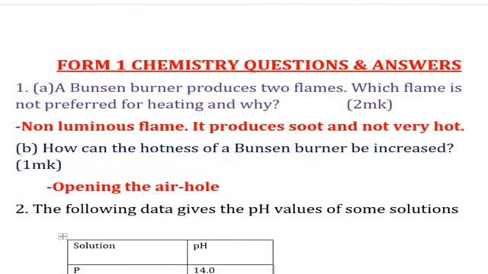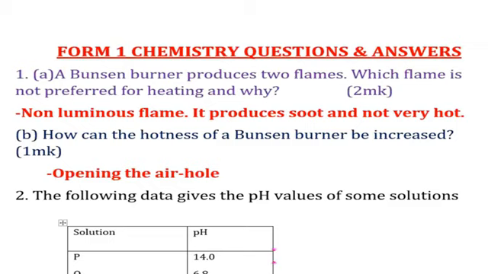Let's go straight away to question number 1. You are told Bunsen burner produces 2 flames. Which flame is not preferred for heating and why? The flame which is not preferred for heating is non-luminous flame. Why? It produces soot and is not very hot.